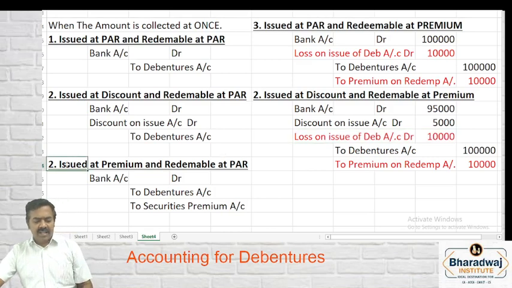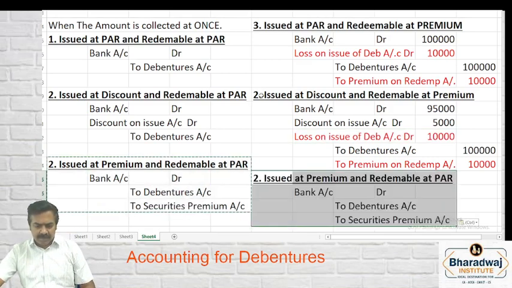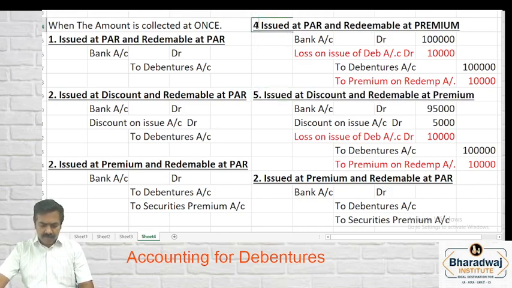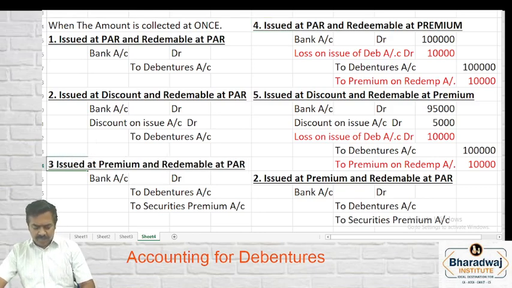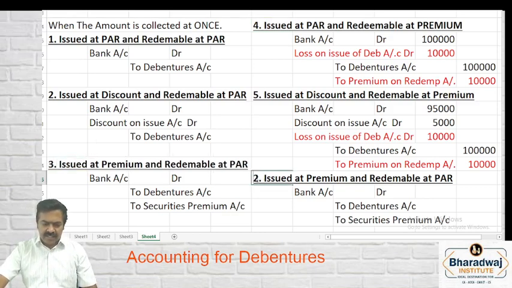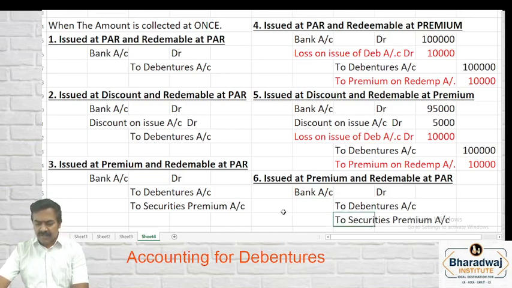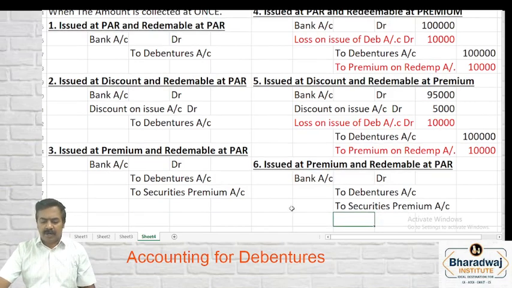Then, can debentures be issued at a premium and redeemable at a premium? Yes, possible. This is the 5th case. This question is repeatedly tested in the exam for about 6 marks. What is the entry for issue at premium? Bank account debit to debentures and to securities premium.